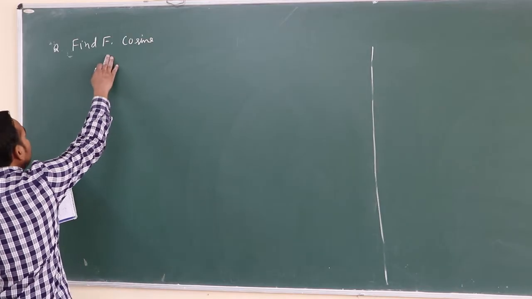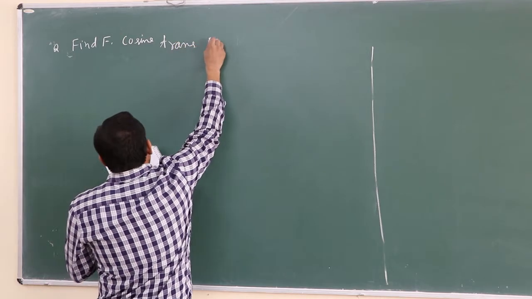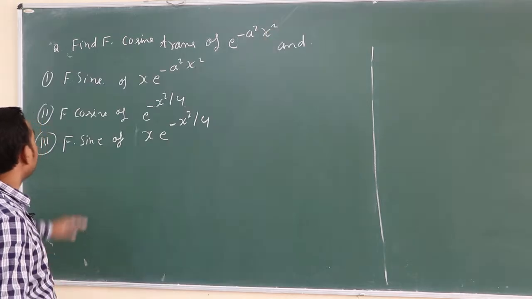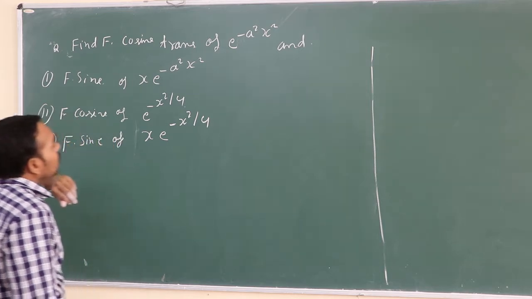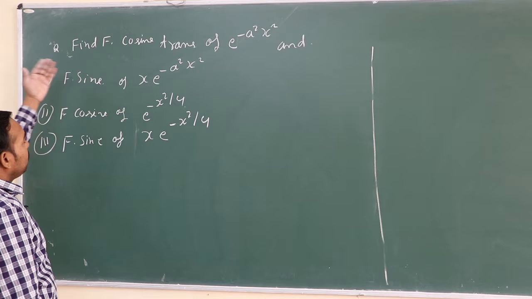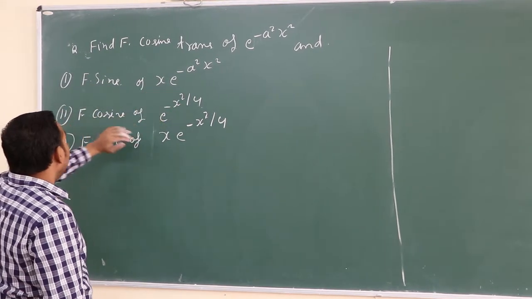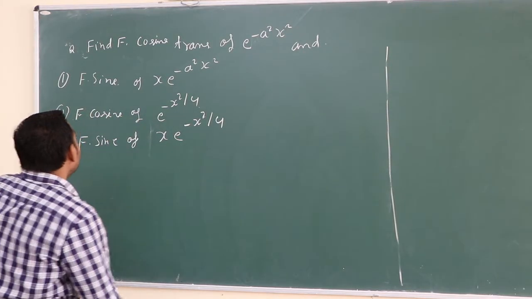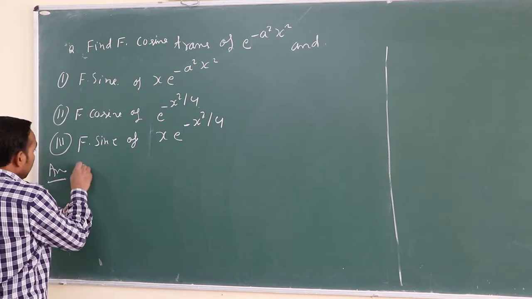Find the Fourier cosine transform of e to the power minus a squared x squared. First try to find the Fourier cosine transform of e to the power minus a squared x squared, and with the help of this we try to find the Fourier sine transform of this one, and the Fourier cosine transform of this, and the Fourier sine transform of this. So first find the Fourier cosine transform.